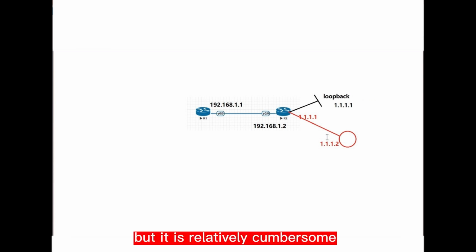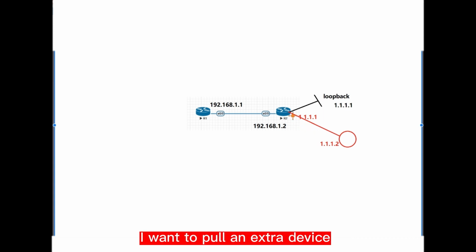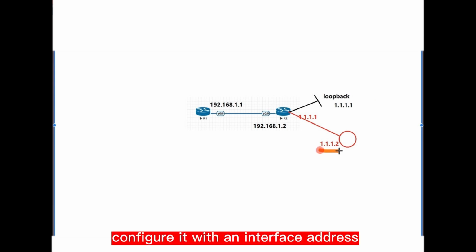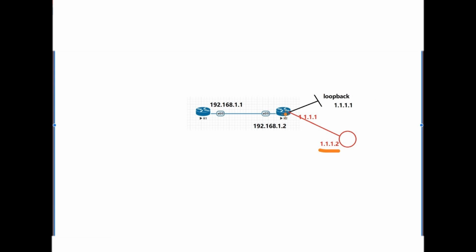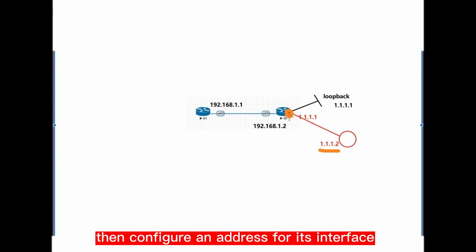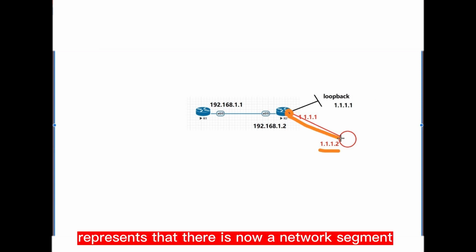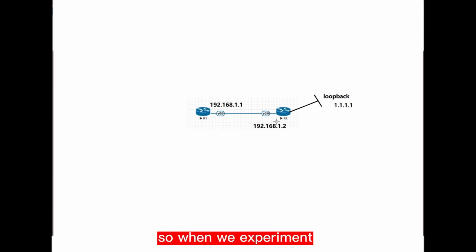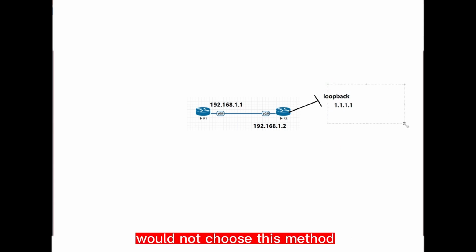But it is relatively cumbersome. When configuring, I have to pull an extra device, power it on, name it, configure an interface address, and then configure an address for its interface, to represent that there is now a network segment. This way is troublesome, so when we experiment, we would not choose this method.